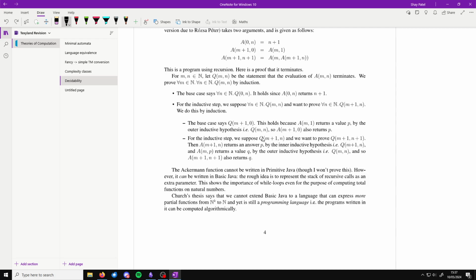For the inductive step, supposing that Q(m plus 1, n) terminates, we want to prove that Q(m plus 1, n plus 1) terminates. So we want to prove that this n implies this m plus 1 also leads to it terminating. A(m plus 1, n) returns an answer p by the inner inductive hypothesis. So I believe that's based on this assumption. A(m, p) returns a value q by the outer inductive hypothesis, i.e. Q(m, n), and so A(m plus 1, n plus 1) also returns q.